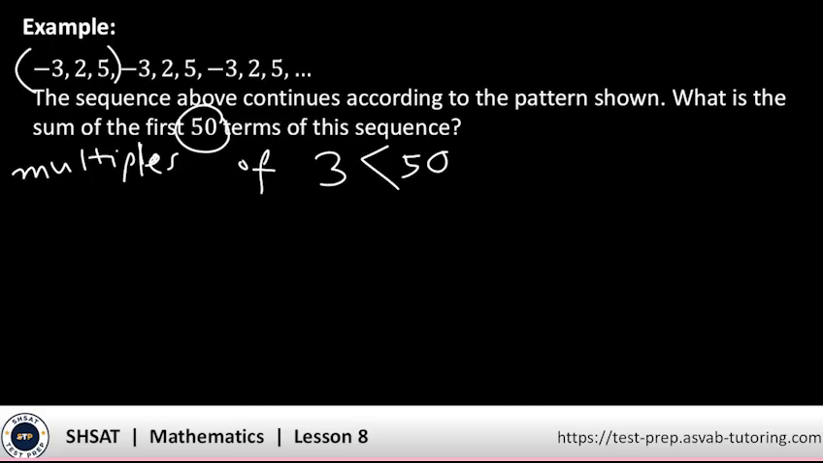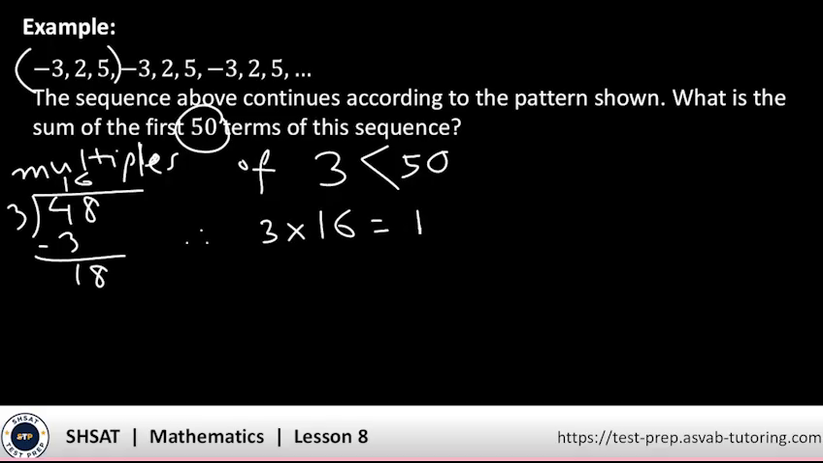Does 3 times anything make 50? No. Does 3 times anything make 49? No. What about 48? Yes, 48 and 3 divide evenly. If I do this quickly here, 3 times 16 is 48. What that means is the 48th term is of course 5.